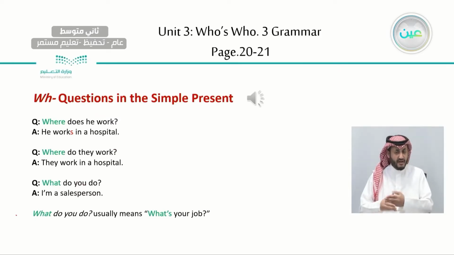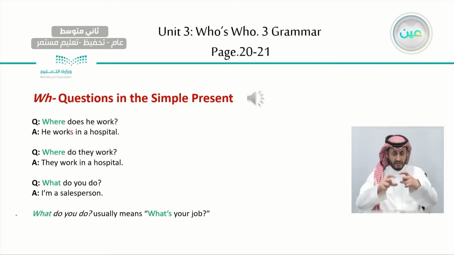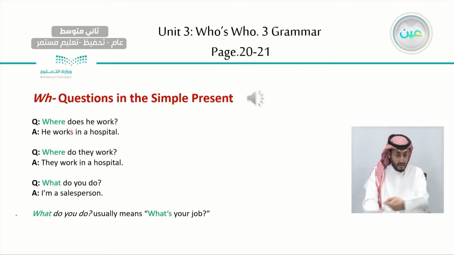Now, let's take a look at this WH questions with the simple present tense. Look at the picture. What do you see here? Looks like two people are working in a hospital. Now, listen to the audio and look at the questions.